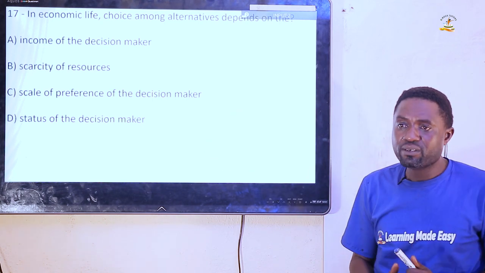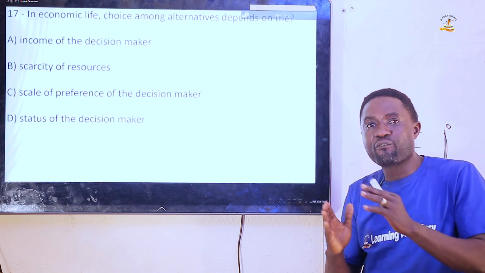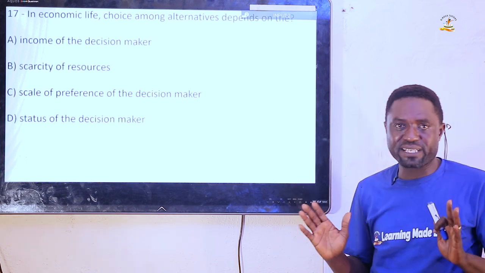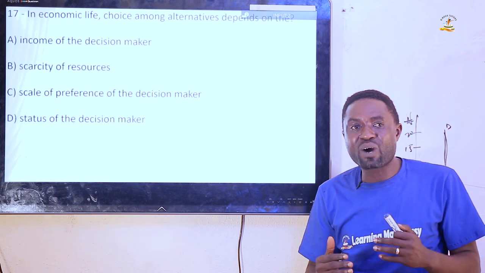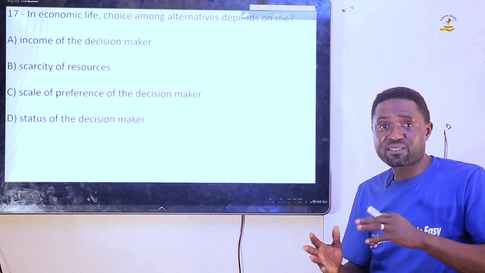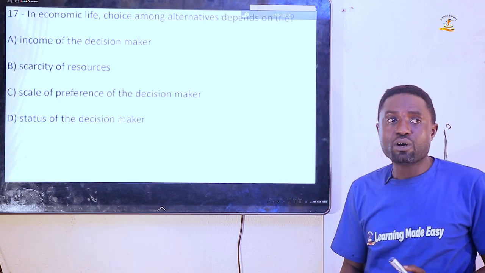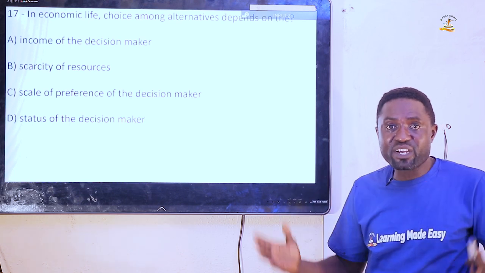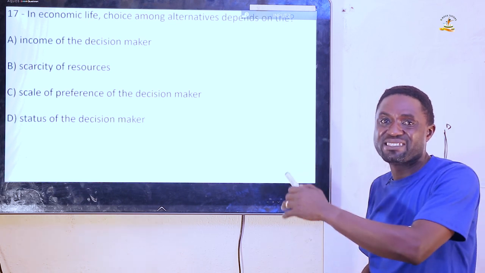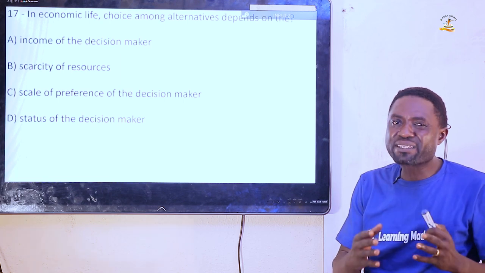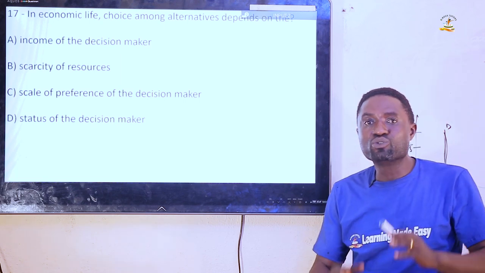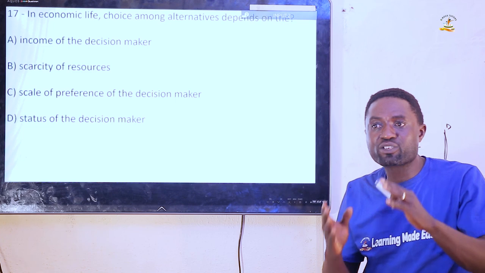What is scale of preference? Scale of preference is just the arrangement of your wants or needs in order of importance. And the reason why scale of preference is being leveraged on is because of the resources that are scarce. We have limited resources. That is why you have to write all your wants according to how important they are.